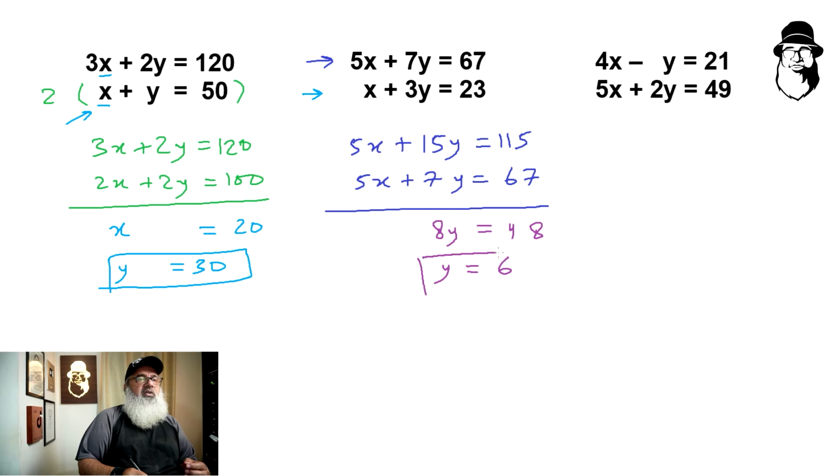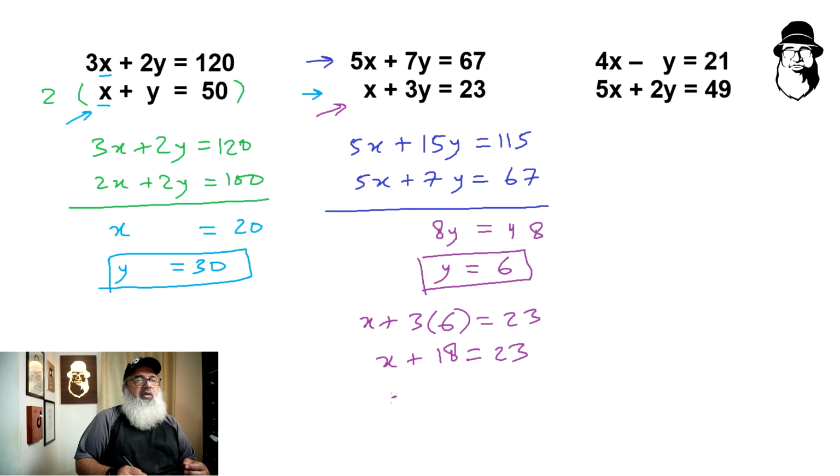Now this value of y is equal to 6 we can put in any equation. Let's say this one. So x plus 3y, that is 3 times 6, is equal to 23. x plus 18 is equal to 23 and x is equal to 23 minus 18, which is 5. So the value of x is 5 and the value of y is 6. That is the solution of these simultaneous equations.